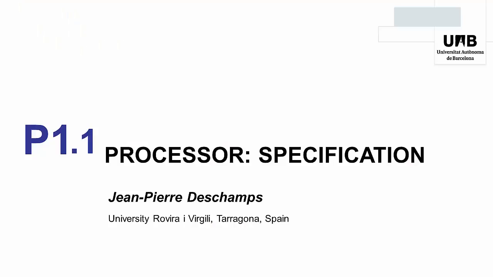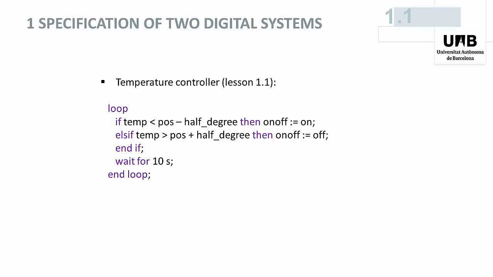Along the course, we are going to design a very simple processor. During this first week, we will introduce the concept of processor and will give a partial specification of our particular processor. First, let us go back to the examples of digital systems described during lesson 1 of this week.